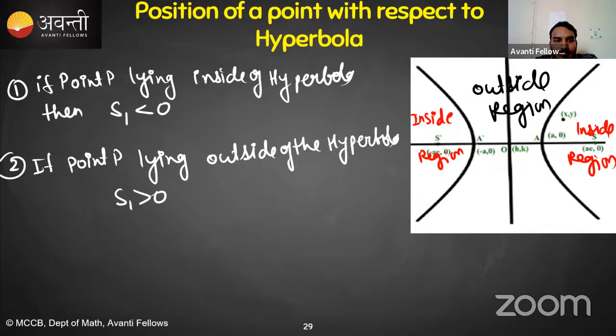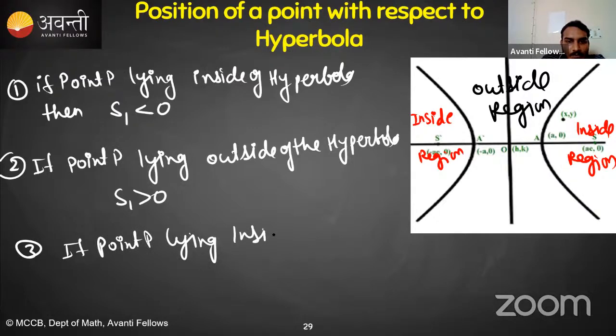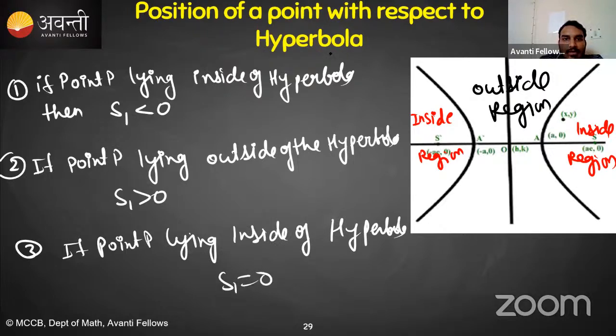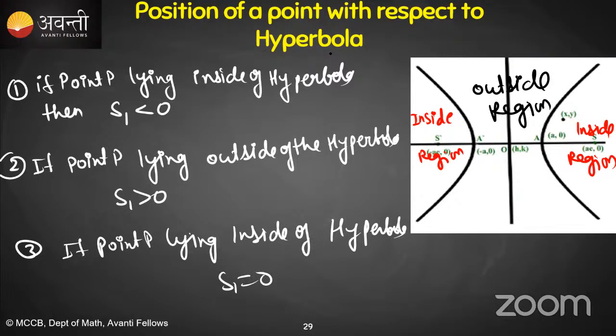Is this clear? What is the third point? If point P lies on the hyperbola, then S1 is equal to 0. Is this clear, students? Tell me, do you have any doubt so far? Quickly let me know in the chat box. Is there any doubt, students? Any doubt so far? Okay. If it is clear, then okay, one second.